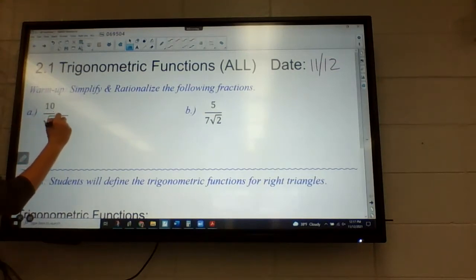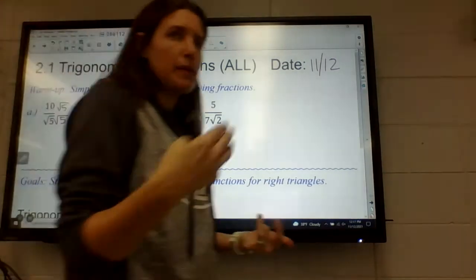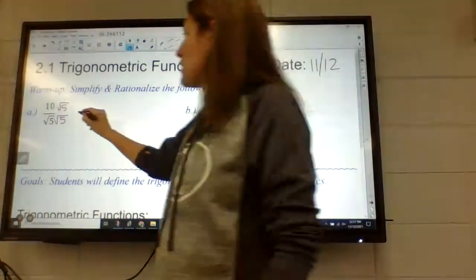Yeah, if we multiply by the square root of 5 over the square root of 5, like so. We can multiply the top and bottom by the same thing because square root of 5 over square root of 5 is the same thing as multiplying by 1. The reason she chose square root of 5 is because square root of 5 times square root of 5 is 5, because it's square root of 25, which is just 5. So we want to get that radical out of the denominator.